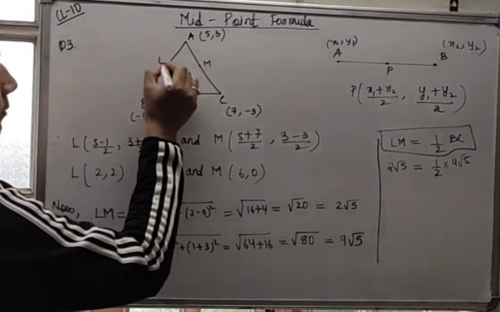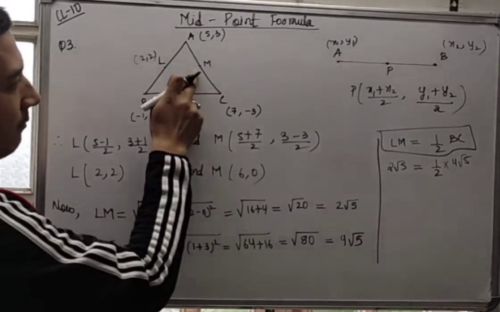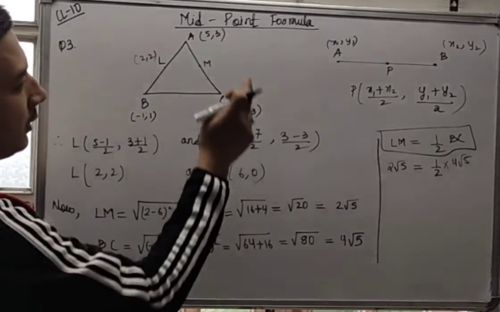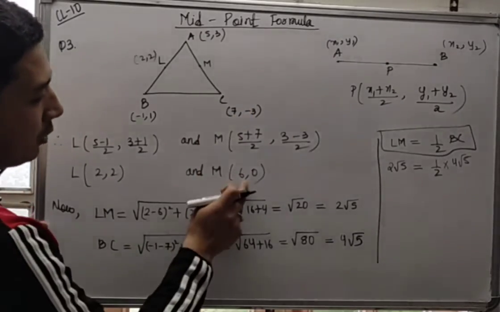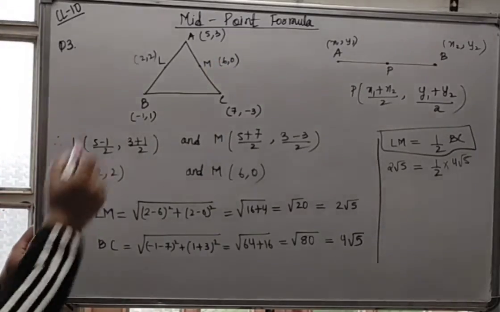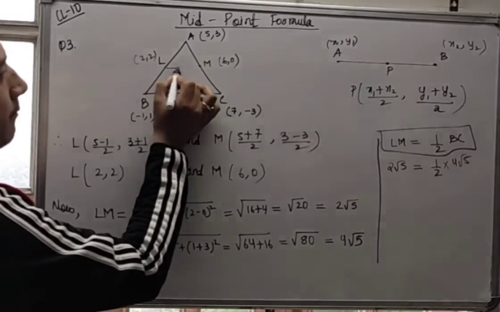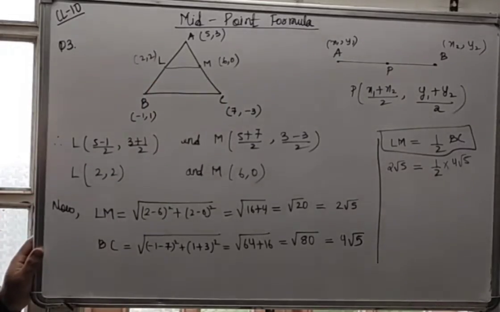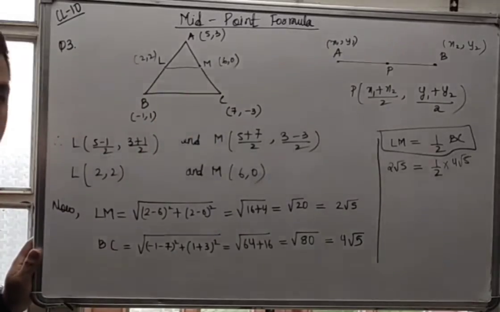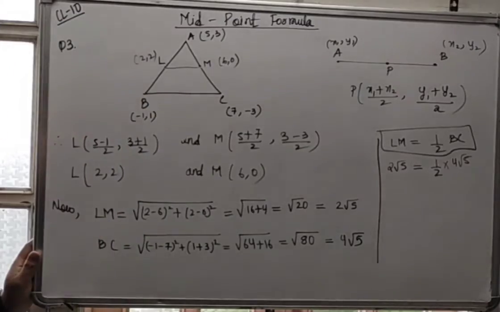So L is 2, 2. Similarly M is the midpoint of AC, so 5 plus 7 by 2, 3 minus 3 divided by 2, which will give you 6, 0. So this is your 6, 0. Okay, so we got LM, we have BC. So now if I join LM, then I will be getting this LM, which is a line. Okay, so can I find the distance between L and M using distance formula? We know the distance formula.